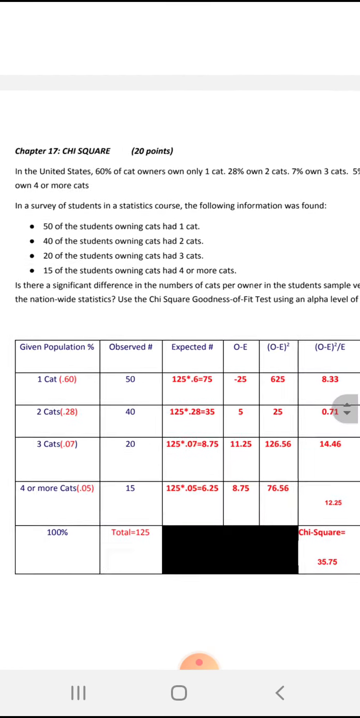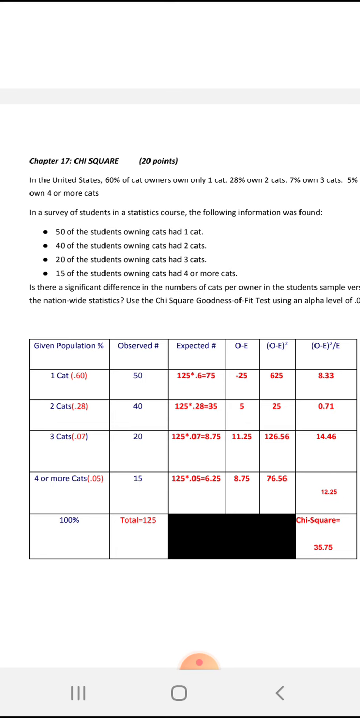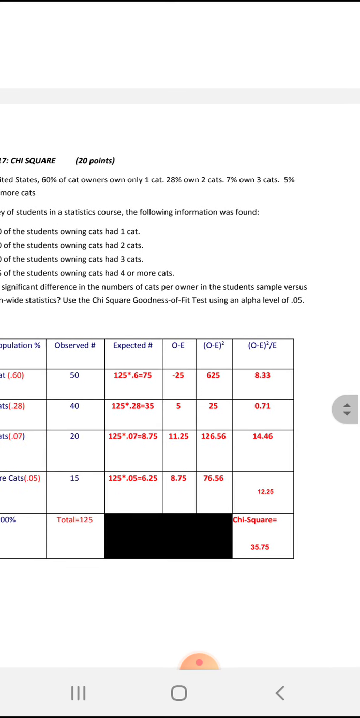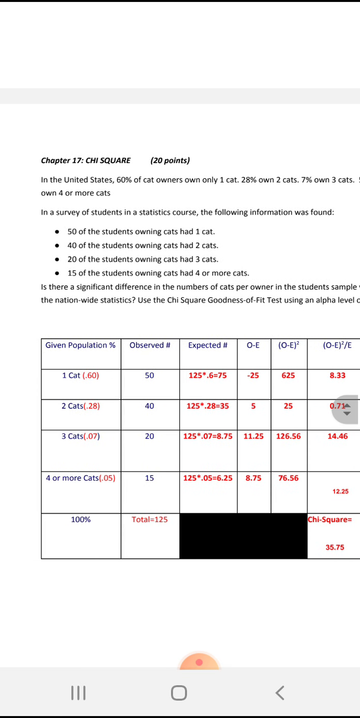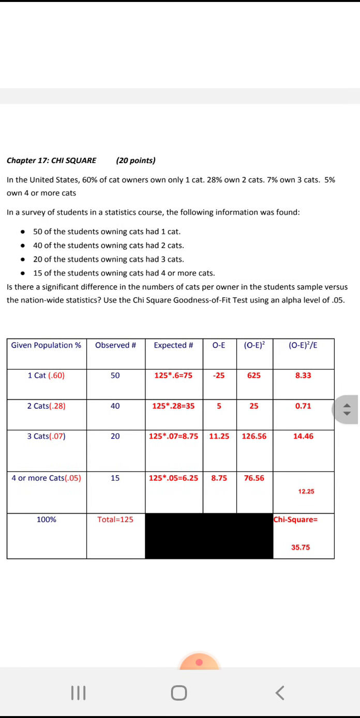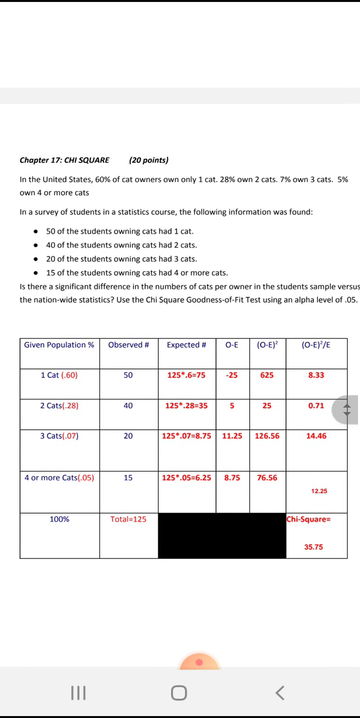So, in the United States, 60% of cat owners own only one cat. 28% own 2 cats, 7% own 3 cats, 5% own 4 or more cats. In a survey of students in a statistics course, the following information was found. 50 of the students owning cats had 1 cat, 40 had 2 cats, 20 had 3 cats, 15 had 4 or more cats.